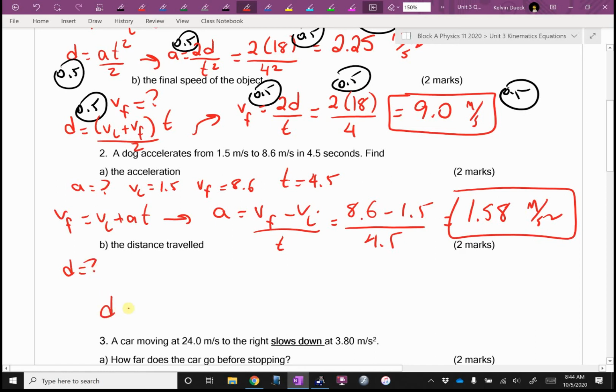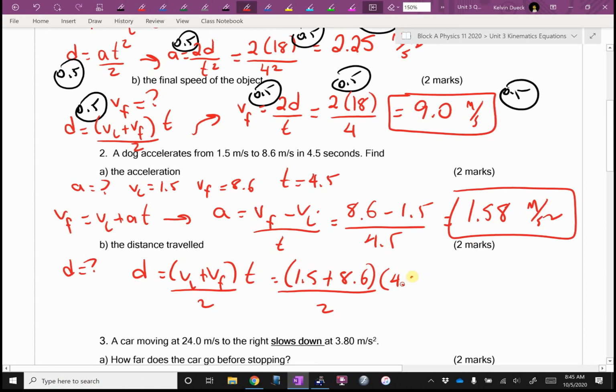I could use D equals VIT plus a half AT squared. The only issue with that is I'd be using my answer from A to find part B. By the way, there will be times when you have to use an answer to find an answer. There's no other way. Okay. But for now, I think I would choose to use D equals VI plus VF over 2 times T. So it's going to be 1.5 plus 8.6 divided by 2 times 4.5.